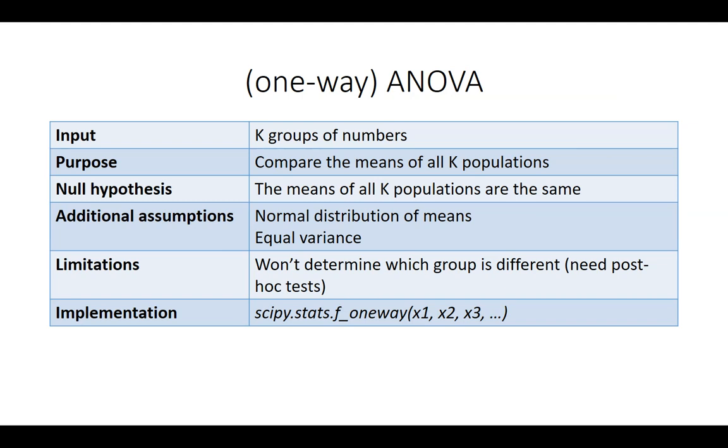The implementation in Python that we're going to see is the f_oneway function, which works in the same way like t-tests. You just give, instead of two groups, you give as many as you want.